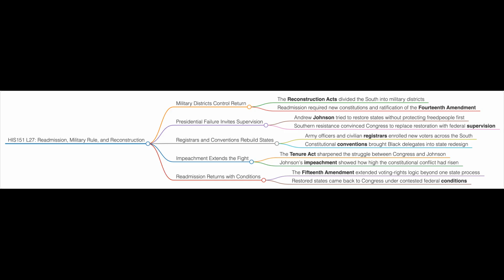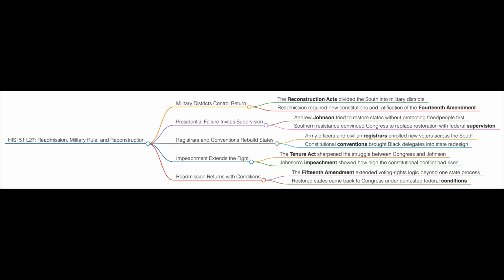By 1867, Congress had decided that readmission could no longer be treated as a simple welcome home process. Presidential restoration had returned too many former Confederates to office too quickly, and the resulting governments had shown what they intended to do with that power. They passed black codes, obstructed civil rights enforcement, and tolerated or encouraged violence against freed people and white Republicans. Readmission therefore became a governed transition.